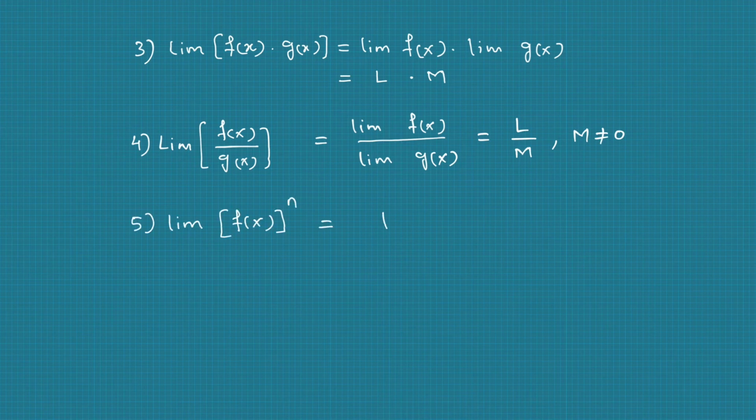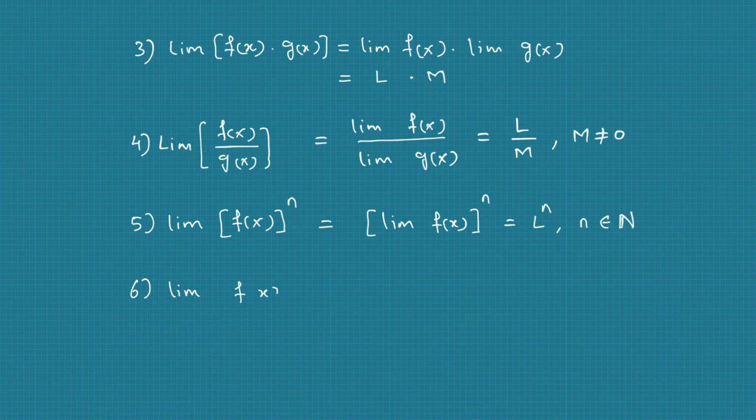The limit of the function f of x to the power n is the limit of the function f of x raised to the power n, meaning the limit of the exponent is equal to the exponent of the limit, which is equal to L to the n, where n is a natural number.